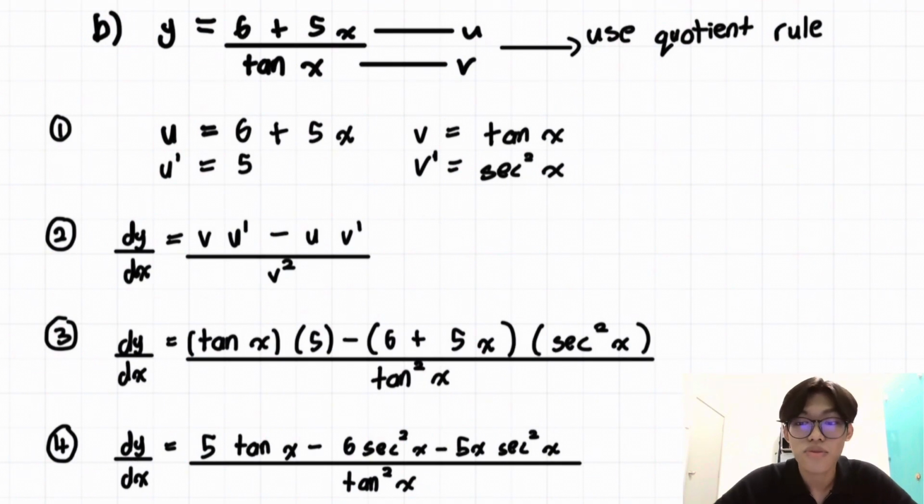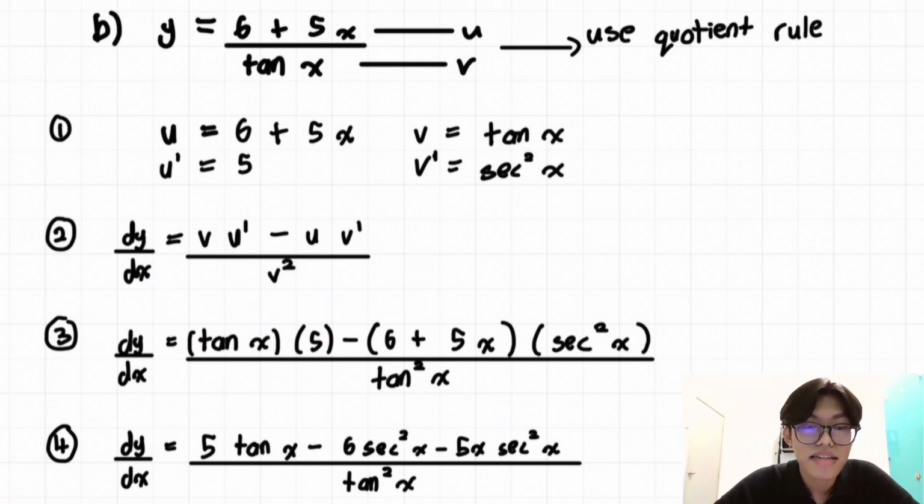Okay, now let's move on to question B. For question B, we have y is equal to (6 plus 5x) over tan(x). Here we can use the quotient rule. So the above one we have u and the below one we have v. So we have to find its derivative just like the previous question. For u prime we have 5 and v prime we have sec^2(x). So the equation for quotient rule is dy/dx equal to (vu' minus uv') over v^2. So we have to substitute all the values into this equation.